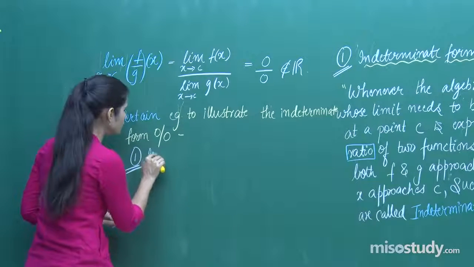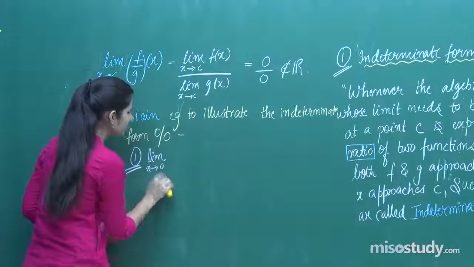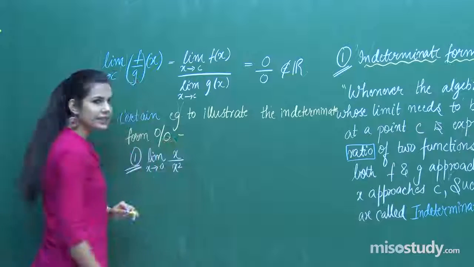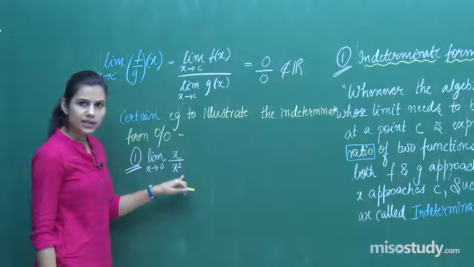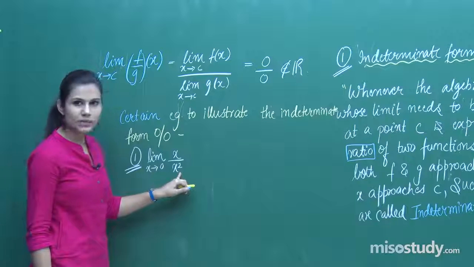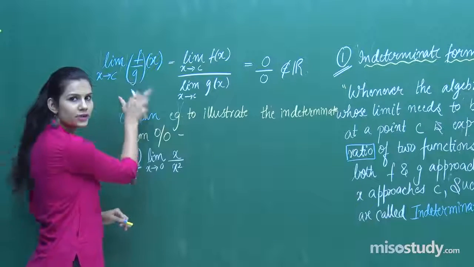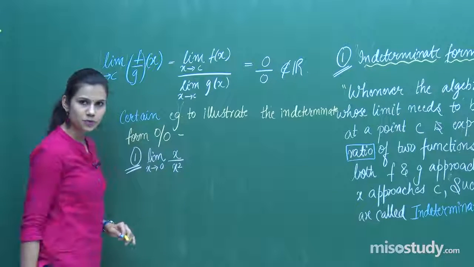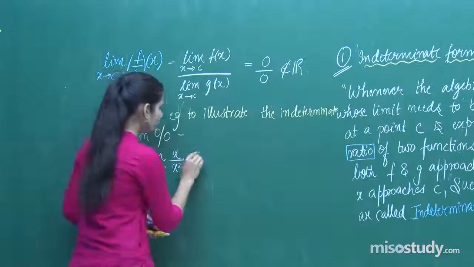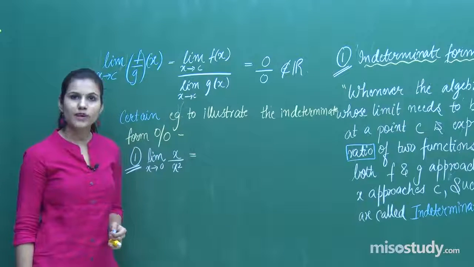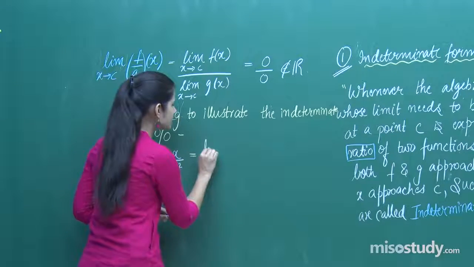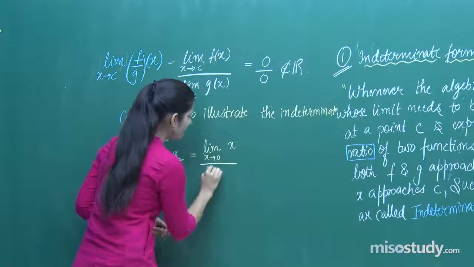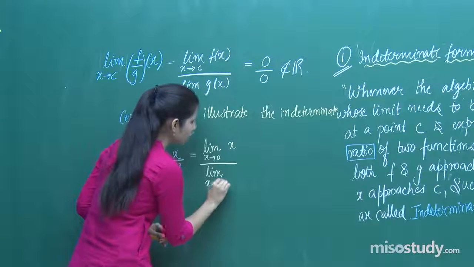Suppose I ask you to evaluate the limit as x approaches 0 of this expression, f by g, where f(x) equals x, g(x) equals x square. This expression is copied over here with f(x) replaced by x and g(x) replaced by x square. What you have to do? If you apply the concept of algebra of limits, you are going to take limit x tends to 0 f of x upon limit x tends to 0 g of x.